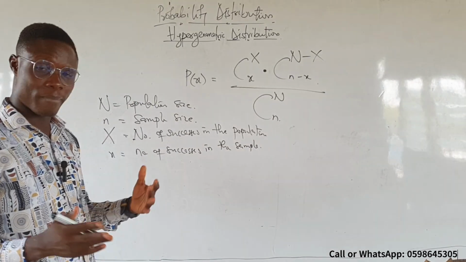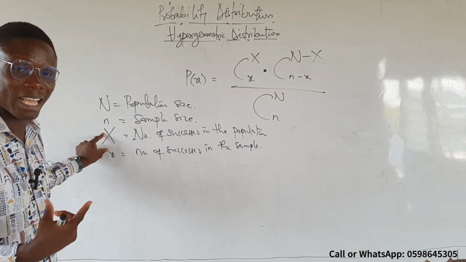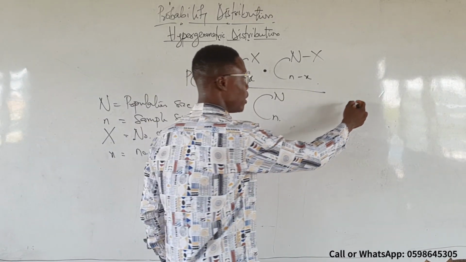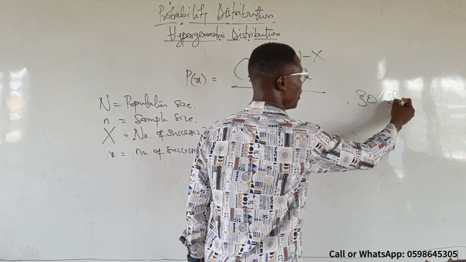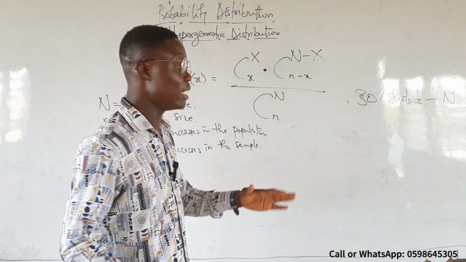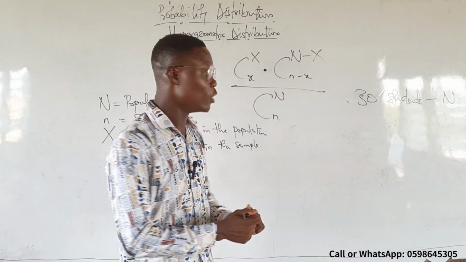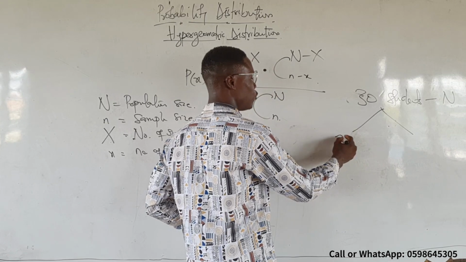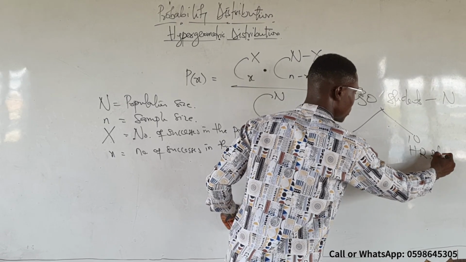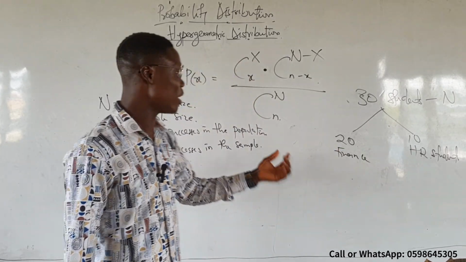Understandably, what these things are is this. I've mentioned that in the population, there are only two distinct characteristics. Now, capital X just stands for one of them. That's all, right? Capital X stands for one of them. So let's say we have 30 students in a population, and that is our capital N. The question will clearly define the number of the two characteristics in that population. So in the example I gave, let's say 20 of them are finance students, and 10 of them are HR students, human resource students. In this case, X can either be 20 or 10. It depends on what the small x is.